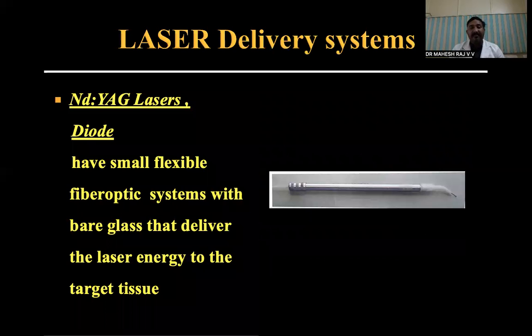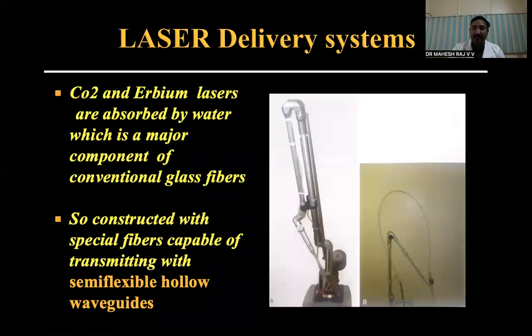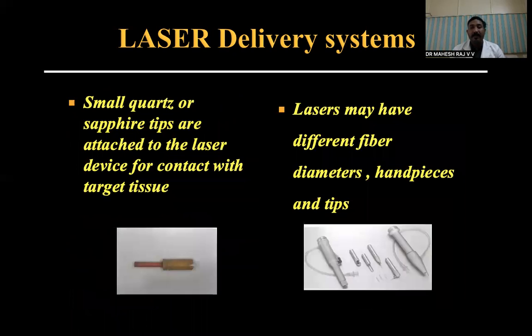Laser delivery systems. The first is neodymium lasers, having a small flexible fiber optic system with bare glass that delivers the laser energy to the target tissues. Carbon dioxide and erbium lasers are absorbed by water, a major component of conventional glass fibers, so they are constructed with special fibers, capable of transmitting with semi-flexible hollow waveguides. Small quartz or sapphire tips are attached to the laser devices for contact with the target tissues. Lasers may have different fiber diameters, handpieces, and tips.